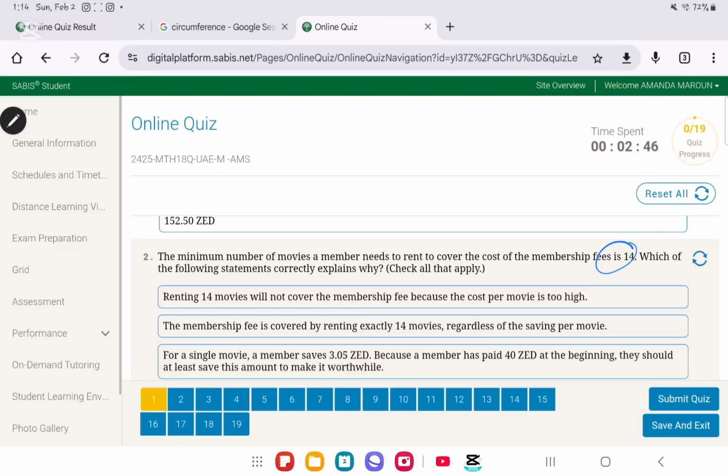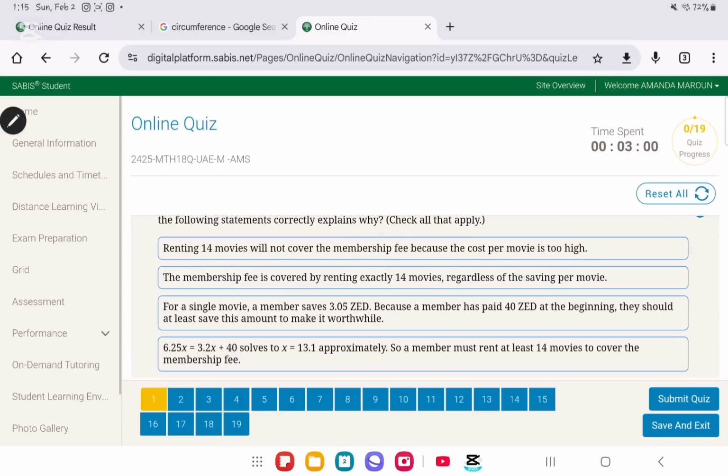Now, the minimum number of movies a member needs to rent to cover the cost of the membership fees is 14. Which of the following statements could explain why? First of all, it will not cover the membership fee because the cost per movie is too high. Definitely not. Alright. The membership fee is covered by exactly renting 14 movies regardless of the saving per movie. This is also incorrect.